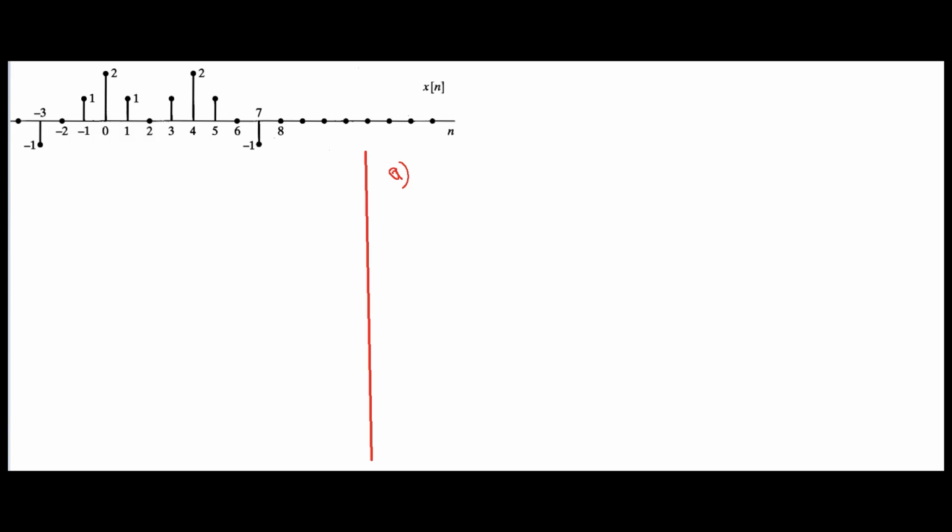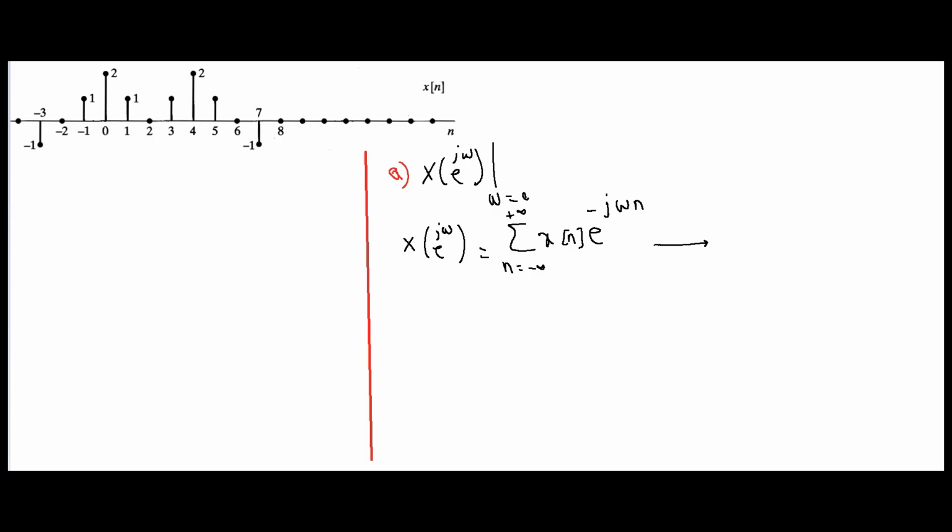In the first part, we are asked to find the value of the Fourier transform at omega equal to 0. We know that the Fourier transform is defined as the summation from minus infinity to plus infinity of x[n] multiplied by e to the power of minus j omega n. If we set omega equal to 0, this expression becomes simply the summation of x[n]. Therefore, we need to add all the values of the signal over time.